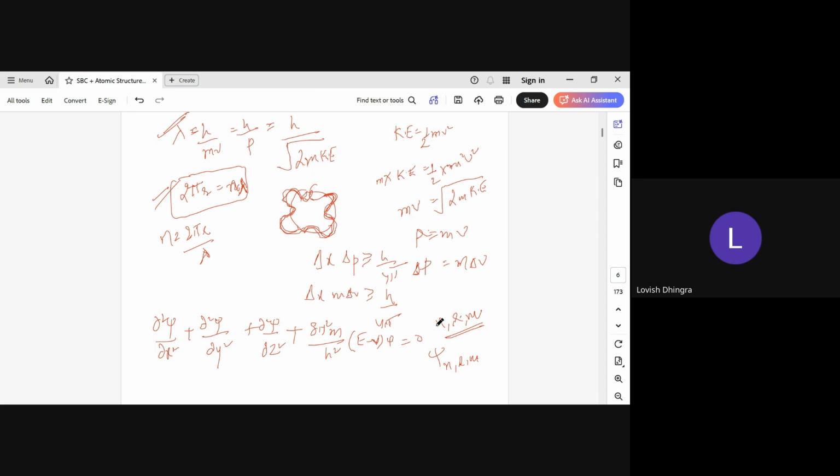What is psi square? Psi square defines the probability of finding the electron at a certain point. Psi square determines the probability. So if you're defining the location of the electron, we can define it as a radial probability, at a certain distance.